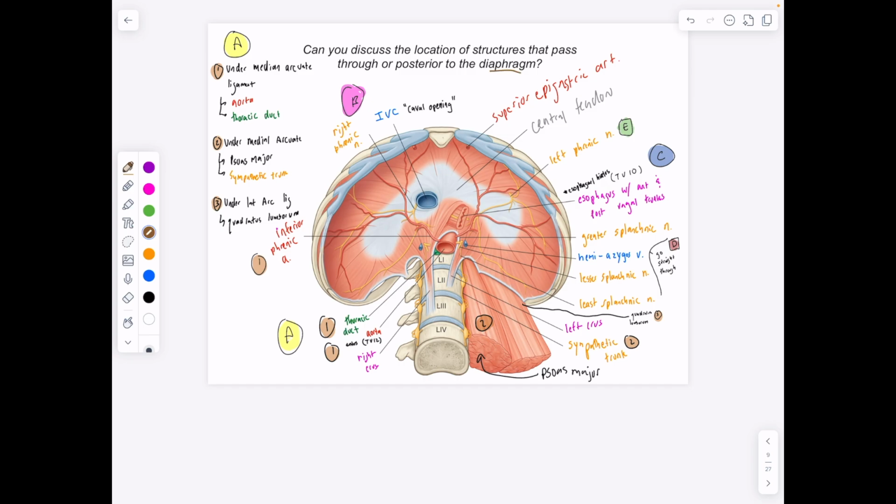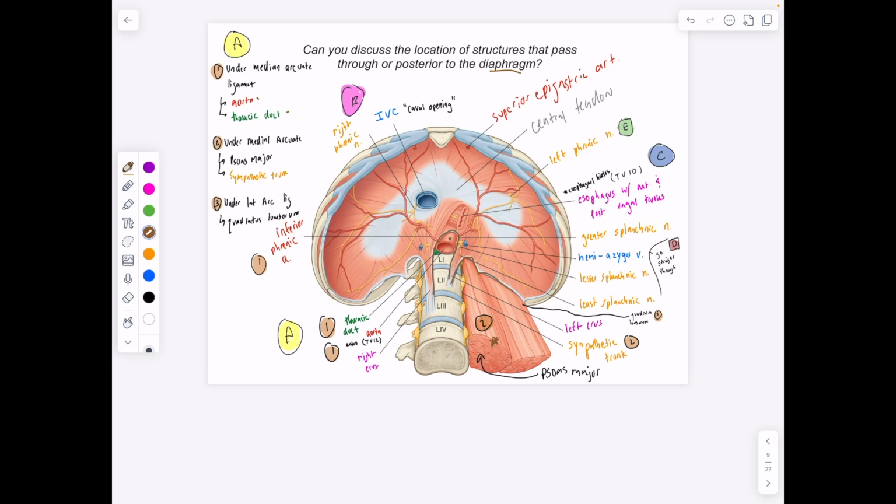All right, so as we said, can you discuss location of structures that pass through or posterior to the diaphragm? The answer is certainly yes. So starting with our median arcuate ligament, you can see here we have the aorta, and then we have the thoracic duct right there. Then we have our medial arcuate ligament, and under the medial arcuate ligament we have our psoas muscle, and then we have the sympathetic trunk, which is part of the sympathetic nervous system, and that runs along the side of the vertebrae, as we saw in both the thoracic cavity and the abdominal cavity here.